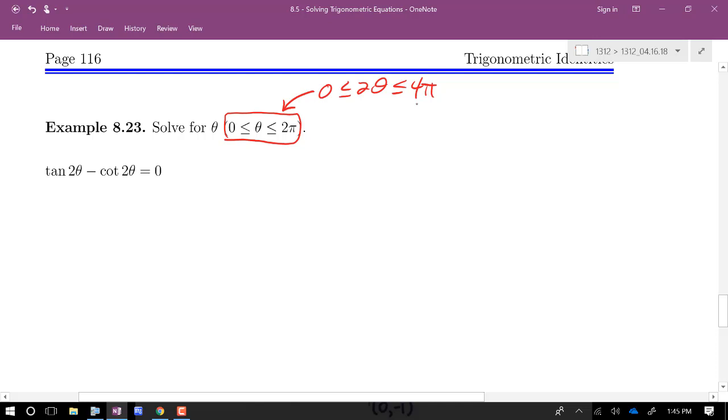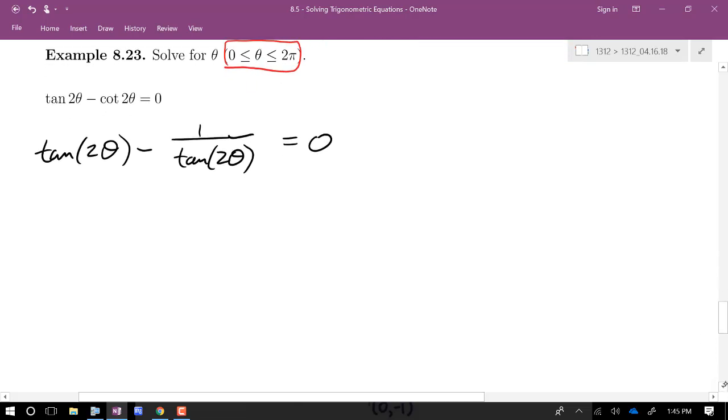So we got two functions in here, but they're pretty closely related. I mean, cotan is just the reciprocal of tangent. So we could write this as tan 2 theta minus 1 over tan 2 theta equals 0. Now this is just an equation with fractions, but we know how to solve equations with fractions. We can turn it into an equation with no fractions if we just multiply through by the LCD, which in this case is just tangent of 2 theta.